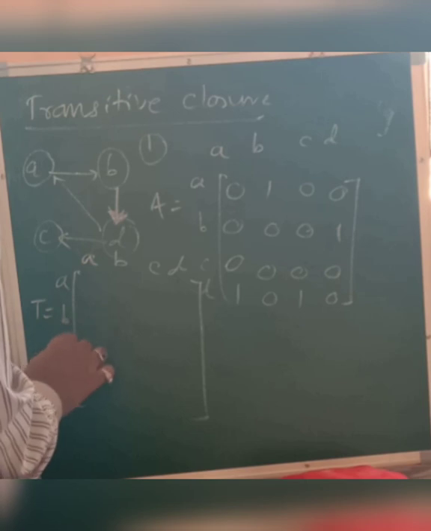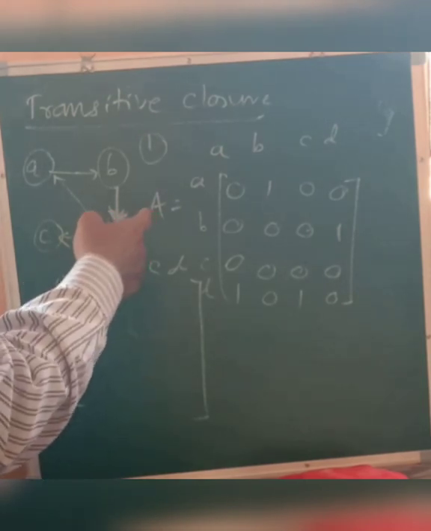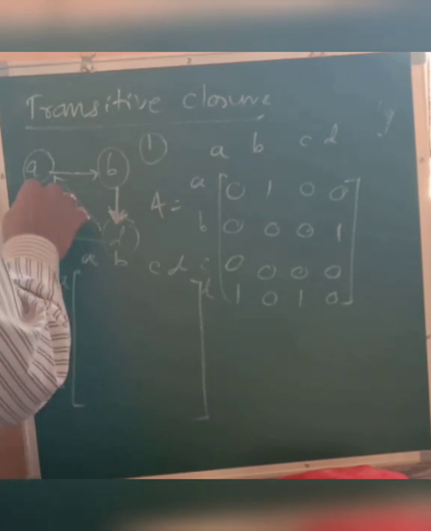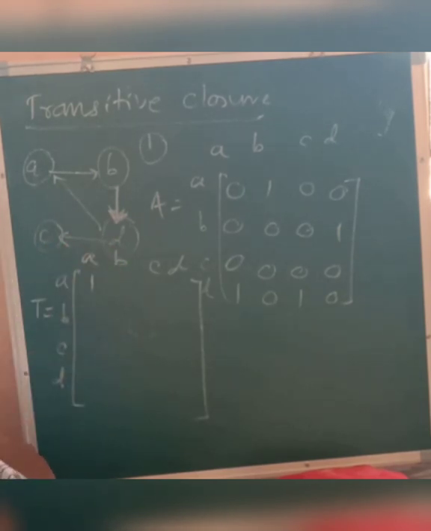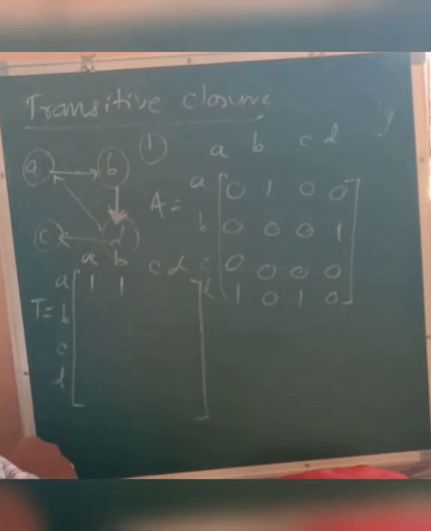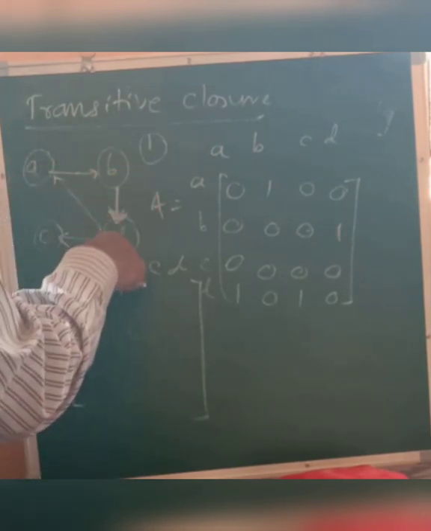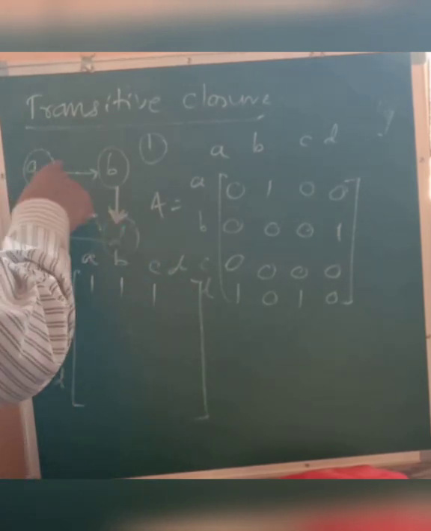A, B, and C, D are there. So the vertex A is there, and I can transit from A to A itself. So there is 1. And is there a path to B? Yes, A to B, there is a path, 1. Yes, there is a path from A to C: A to B, B to D, D to C. So there is a path. Is there a path to D? Yes, A to B, B to D.